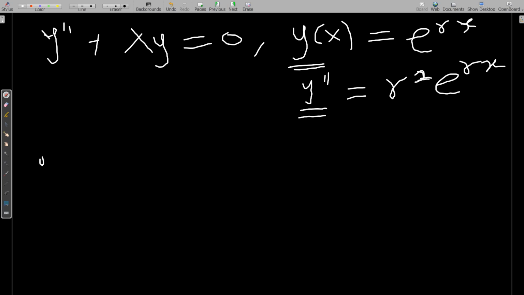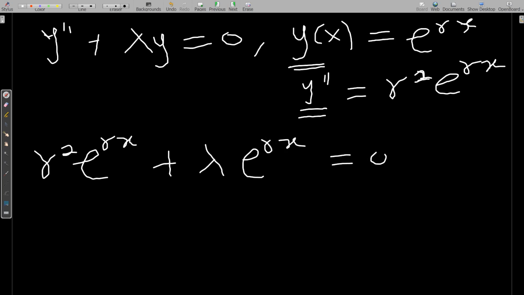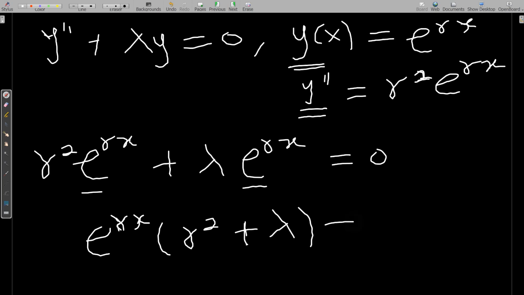So y prime prime is actually r squared. Wherever you see y prime prime, you put r squared there: r squared e to the power rx. This is what we had, plus lambda y, and the y here is the y of x, and this should be equal to 0. Now you can see that e to the power rx is here and here, so we can factor that out: e to the power rx times (r squared plus lambda) should give you 0. Now we have the product of two things.